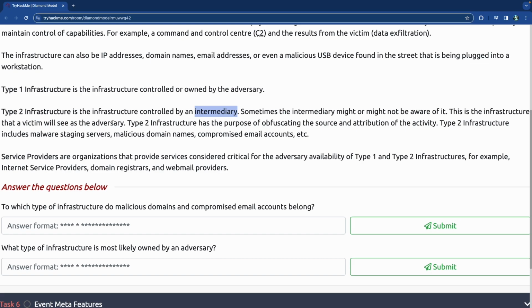And this is the infrastructure that a victim will see as the adversary because it's the proxy, right? Type 2 infrastructure has the purpose of obfuscating the source and attribution of the activity, and it includes malware staging servers, malicious domain names, compromised email accounts. It could be people that didn't know they were being used, so a lot of things. And service providers are organizations that provide services considered critical for the adversary availability of type 1 and type 2 infrastructures. For example, internet service providers, domain registrars, webmail providers, etc.